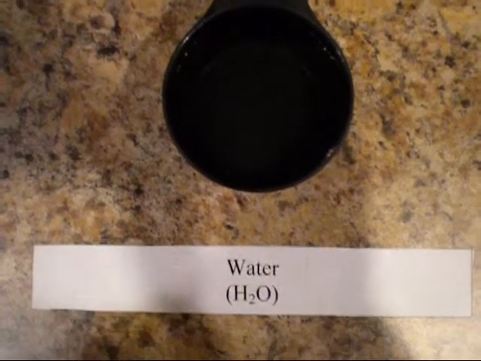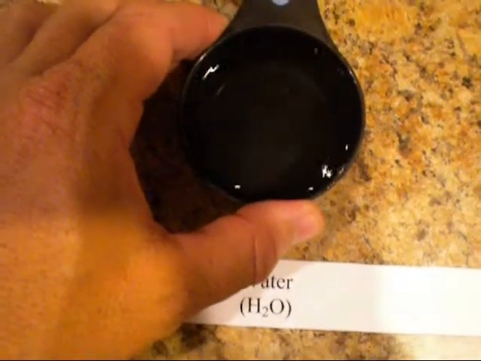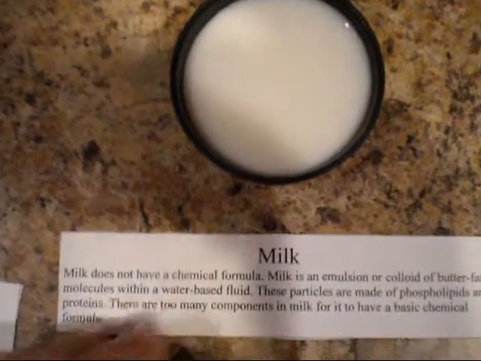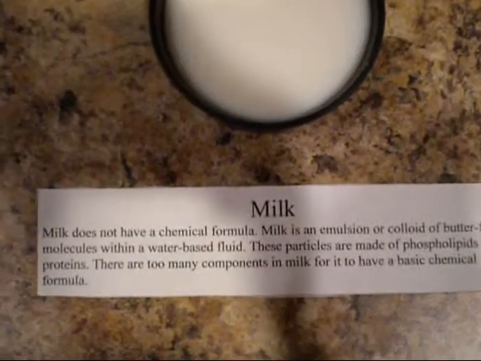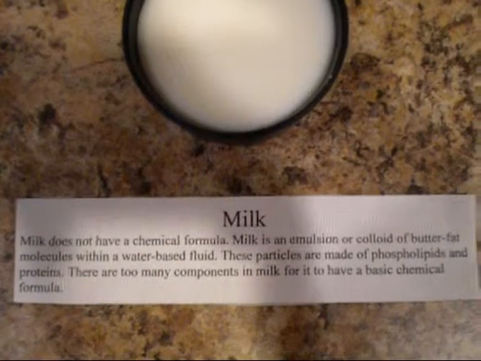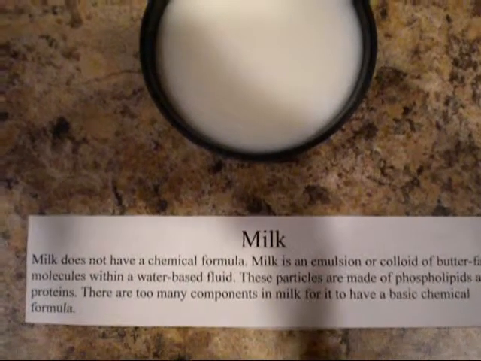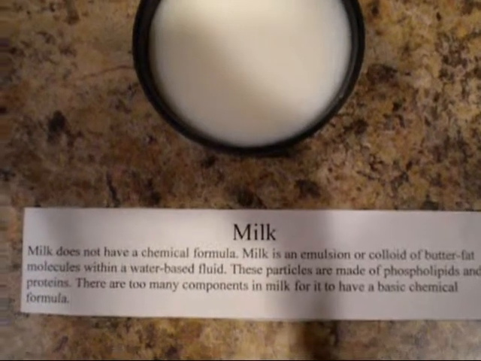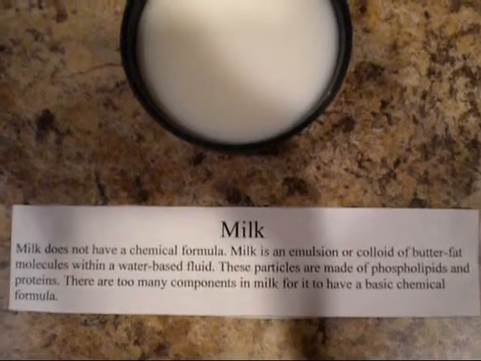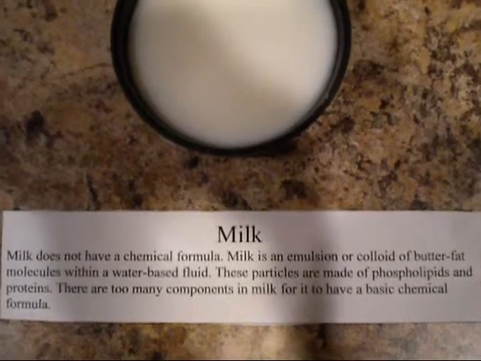Next is water, H2O. And yes, there is water in here. See that? There you go. Next ingredient is milk. Milk does not have a chemical formula. Milk is an emulsion or colloid of butterfat molecules within a water-based fluid. These particles are made of phospholipids and proteins. There are too many components in milk for it to have a basic chemical formula.